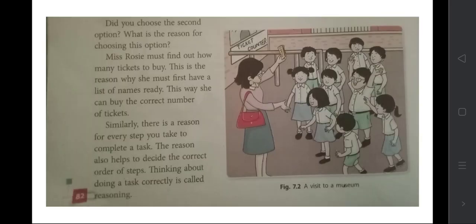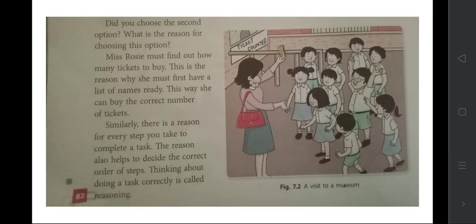Did you choose the second option? They are asking you. What is the reason for choosing the second option? Because after counting how many kids are going to come, only then we will come to know how many tickets can be purchased. Okay, suppose if 10 kids are coming, we can buy only 10 tickets. Like that we have to think first.